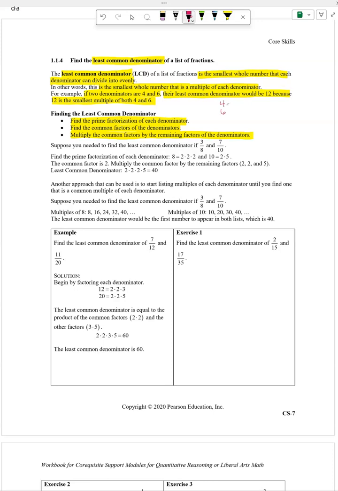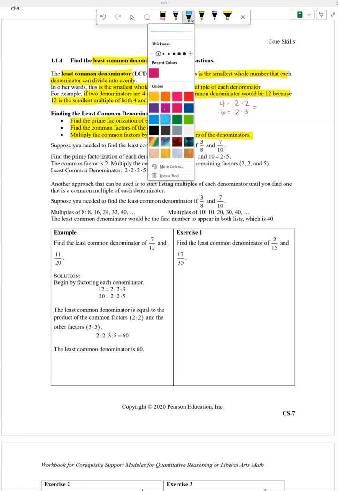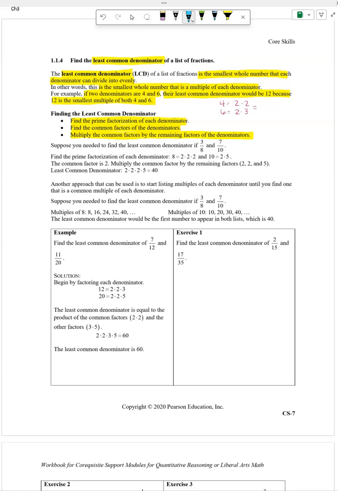The prime factored form of 4 is 2 times 2, right? The prime factored form of 6 is 2 times 3. So I'm just going to make one big equal sign and we'll go from here. The way I like to think about it is, if they have a number that they share, I circle it because I'm only going to write that number down one time. If they have numbers that they don't share, we write each of those numbers down.